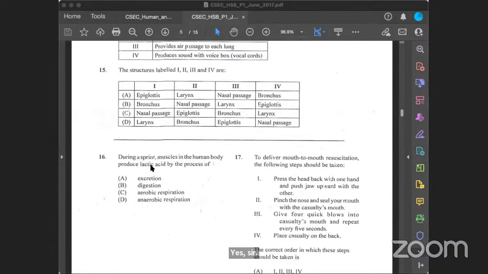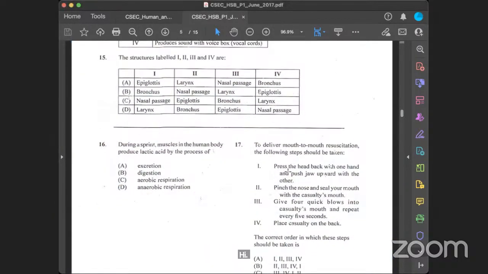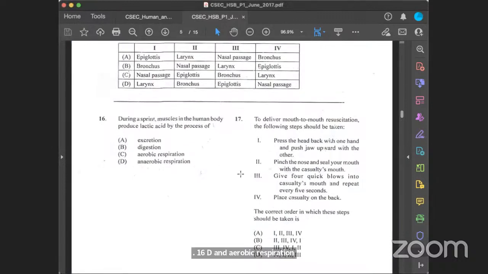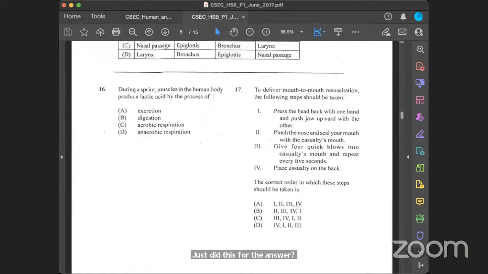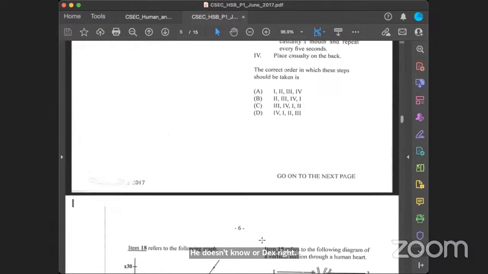Lactic acid. What's that? That's all you need to know. Lactic acid, what's that? Anaerobic. 16D. Anaerobic respiration. You just did this. What was the answer? D. Do I trust you on that? Yes, sir. B as in boy, D as in dog. Okay. Answer is D, yeah.